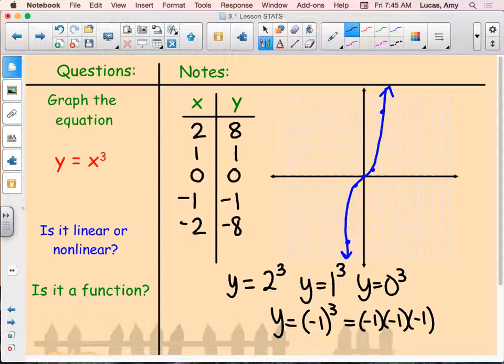And this is not linear, so linear, no. And is it a function? Yes, it passes the vertical line test. It looks like it's going to go straight up and down because it's getting really steep in each direction, but it will not. And you could test it by substituting more numbers and you would see that you do not get the same value.